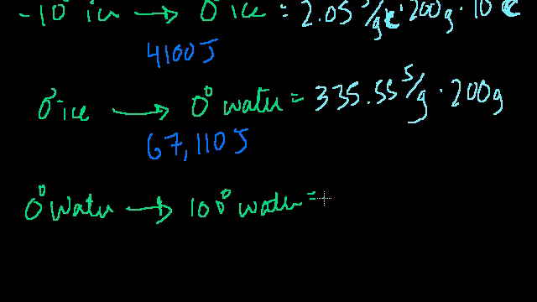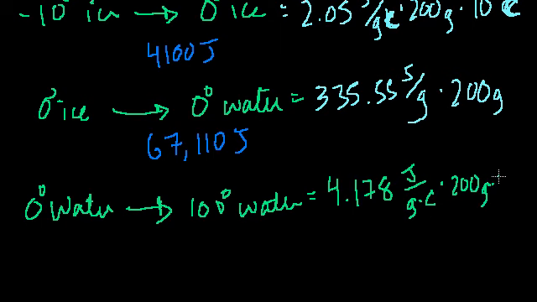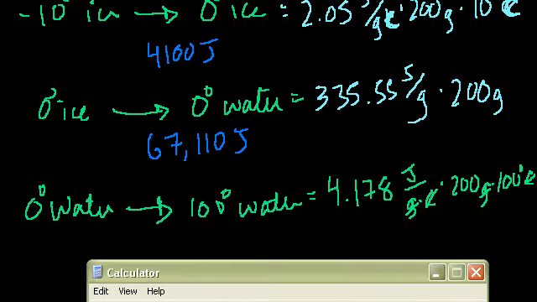For some reason, I'm thinking it's 4.176, but it doesn't matter. Let's say it's 4.178. I might be off a little bit on that number, but that digit's not that significant. Joules per gram Celsius times 200 grams times 100 degrees Celsius. And notice the Celsius and the Celsius cancels out, the grams and the grams cancel out. So we are left with joules, which is what we want. We want to know how much heat or how much energy we're adding to the system.